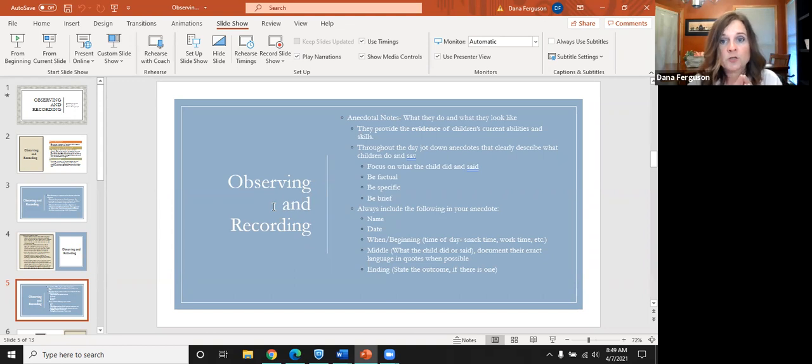Within the anecdotal note, you should always include the name of the child, the date, and then the beginning of the time. So not the time of day, not like 8:50, but like work time, snack time, small group time, whatever time this is happening within, you want to put that on there. And then you have the middle, which is actually what the child did or said. You want to make sure you're documenting their exact language in quotes whenever possible. And then if there's an ending, you would state that.